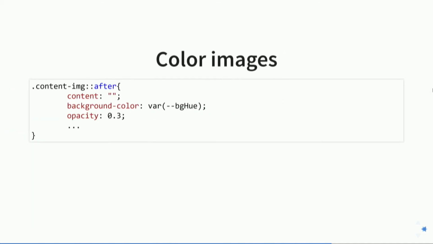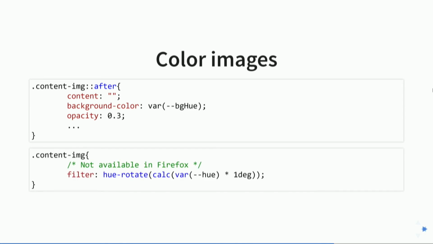If we want to color the images, in this case I use a pseudo element, but you can also use filters. The problem with filters is that it might not work in Firefox, because Firefox has a bug with calc inside other functions. It has already been reported. I guess it will eventually be fixed, but this doesn't work. So right now, if you want to reach every browser, you probably will end up doing a pseudo element.